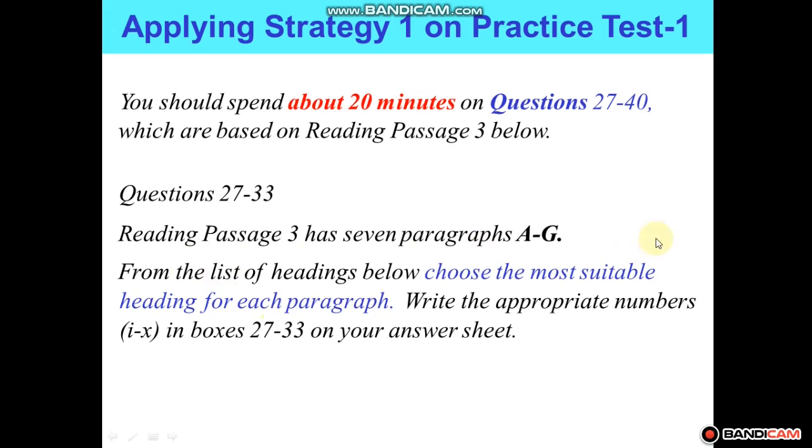Reading passage 3 has 7 paragraphs, A to G. From the list of headings below, choose the most suitable heading for each paragraph. Then write the appropriate numbers, 1 to 10, in boxes 27 to 33 on your answer sheet. So you can do anything, you can play around on your question paper. That will not be checked, it is to facilitate yourself. But then you have to come up with the chosen answer while moving the answers onto the answer sheet.